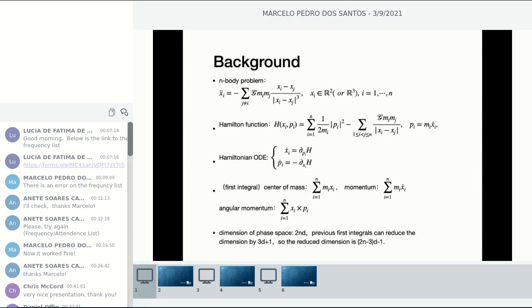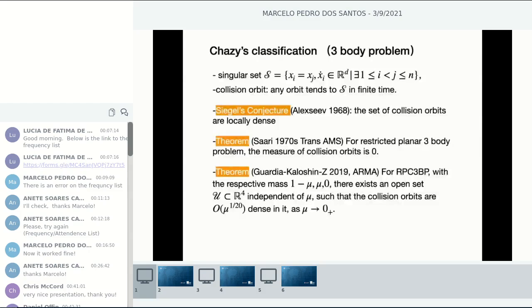So basically, the total dimension of the phase space is 2nd, but the previous first integrals can reduce the dimension by 3d plus 1. So the reduced dimension is 2n minus (3d plus 1). So we will consider the problem in the reduced phase space. Before we start the four-body problem, let's first review the three-body problem.